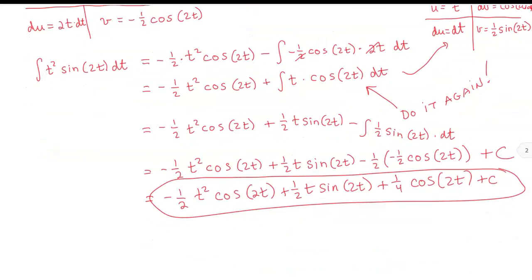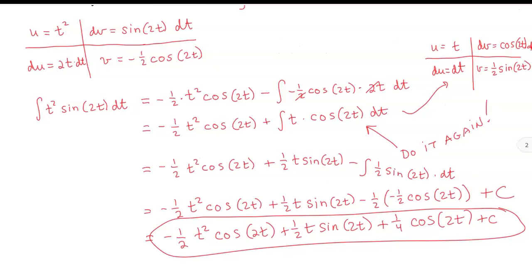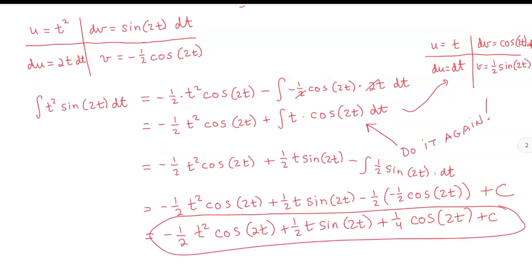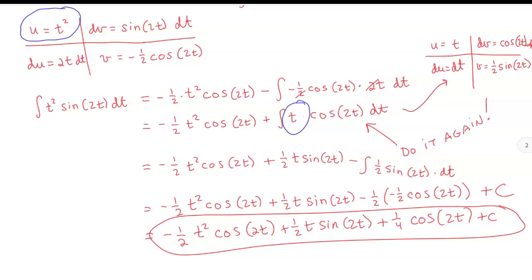Gosh, I wish there was an easier way to deal with that. Well, I'm here to tell you there is. When you set this up in the first place, go back up to the top. Up at the top, we let u equal t squared. So when you go to take the derivative, you'll be left with t to the first. And that's the reason why we had to do this again. Look at that, t to the first ended up right there in the middle of our work.